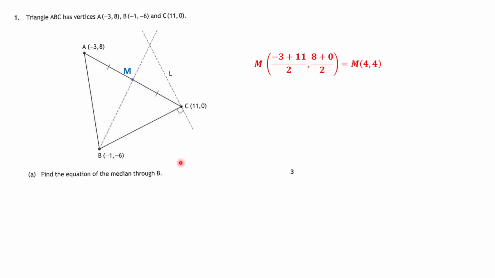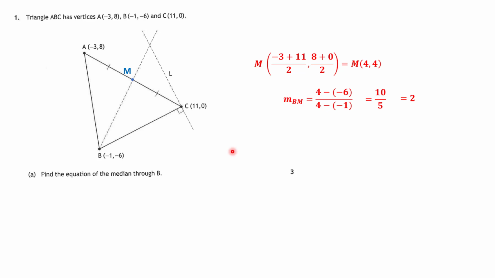The next step is to find the gradient of BM. The gradient of BM is given by the difference in the y coordinates of M and B over the difference in the x coordinates of M and B, and we have 4 take away -6, there's a 4, there's a -6, and then this 4 take away -1 is this one. When we do the top we get 10, when we do the bottom we get 5, so the gradient of that line is 2.